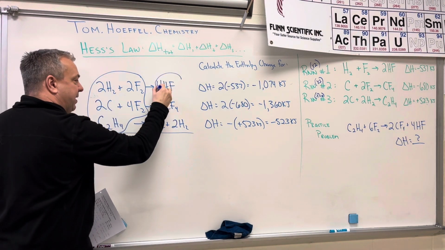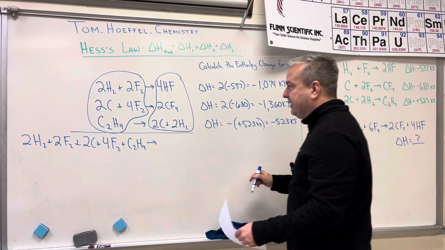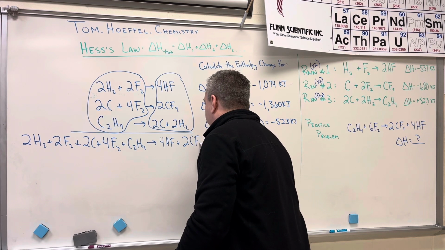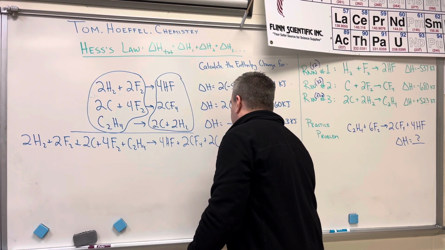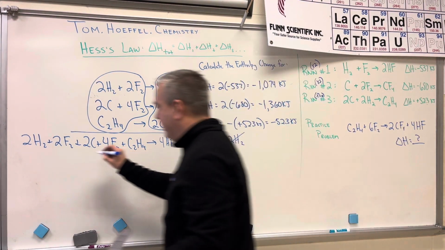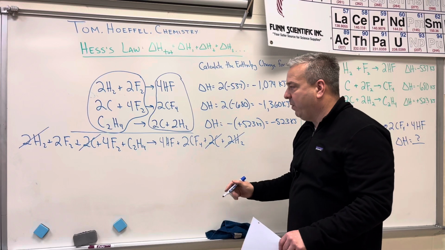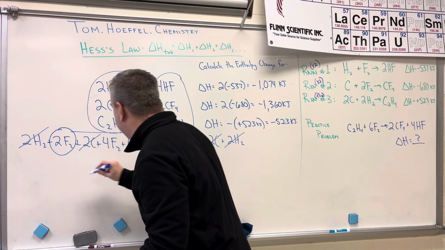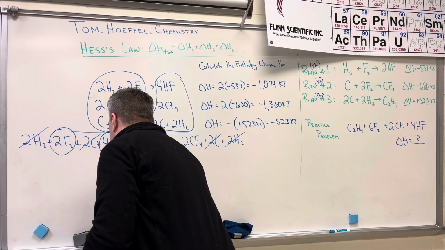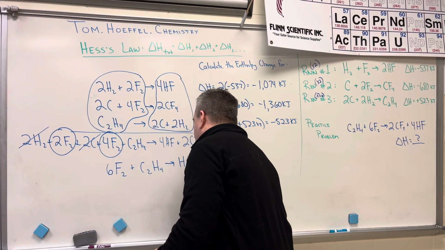And then I'm going to take all my products. There's only 4 of them, 1, 2, 3, 4 things, and I'm going to put those on the right-hand side. So 4HF, 2CF4, 2C, and 2H2, and then I'm going to cross out the like terms, okay? So 2H2 cancels out, the 2C's cancel out, and then what we have is we have 2F2 here and 4F2 here, so we're going to add those together, so that's 6F2 plus C2H4 yields HF plus 2CF4, okay?